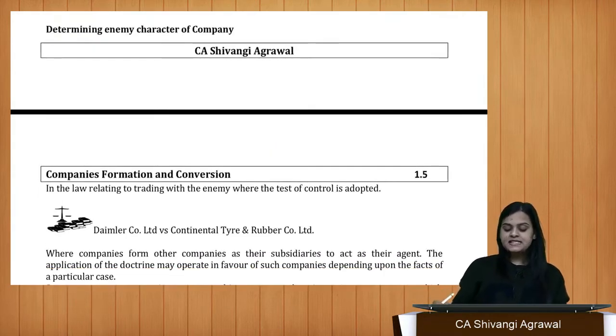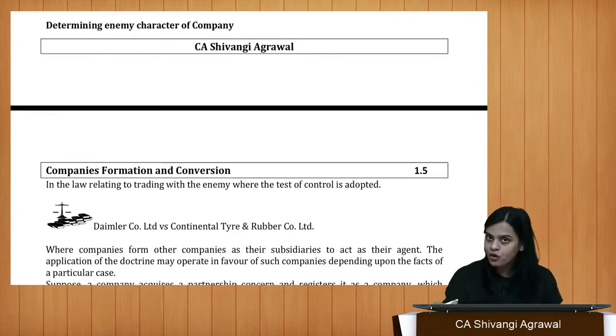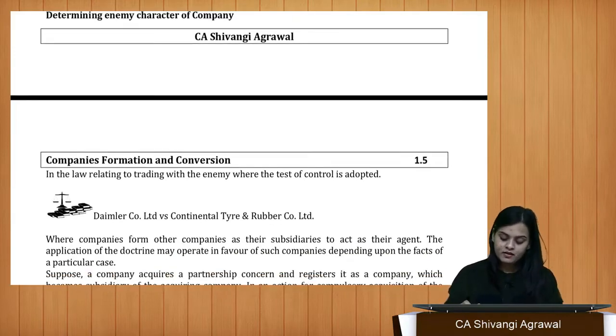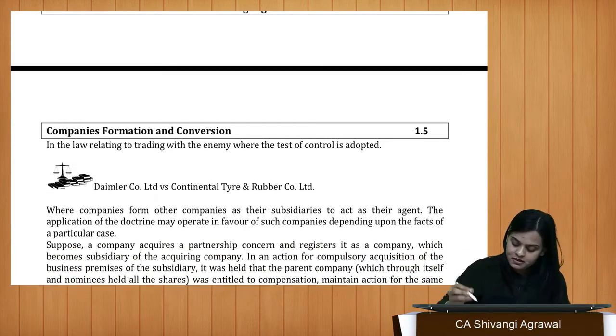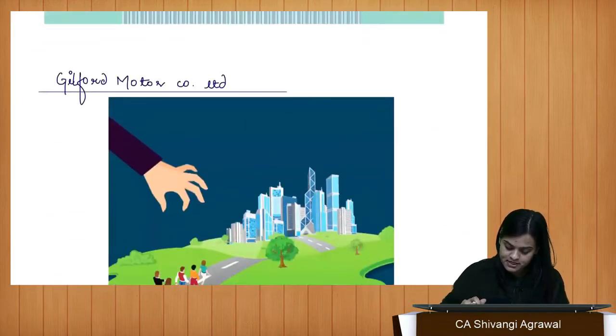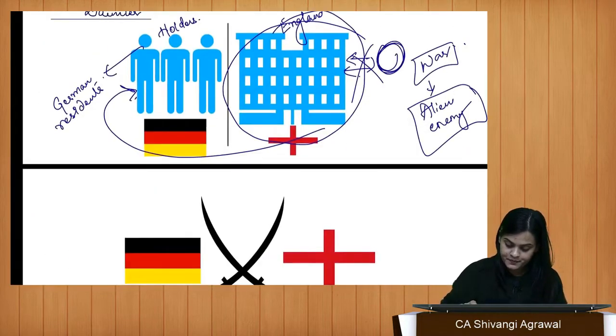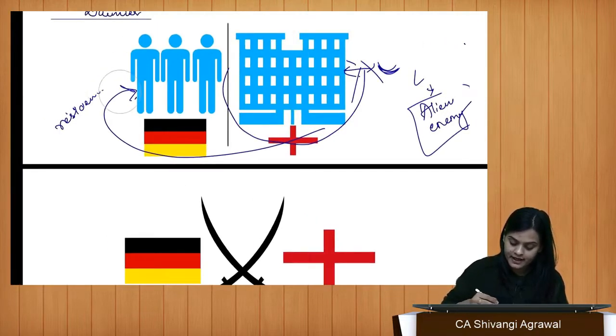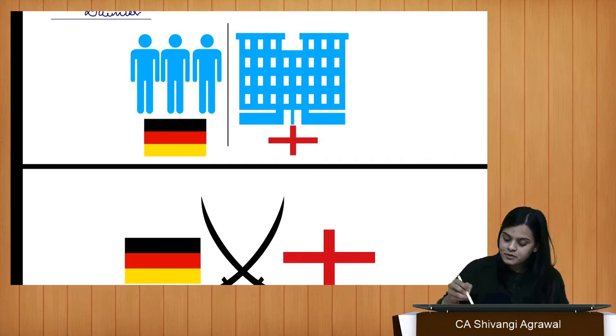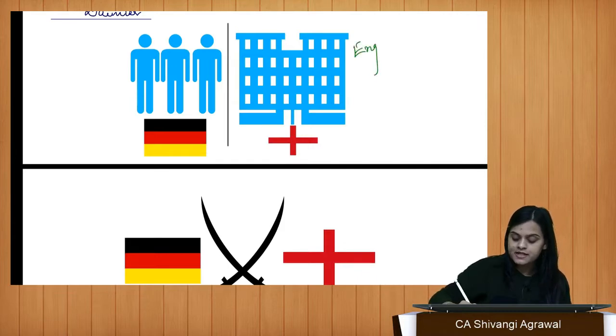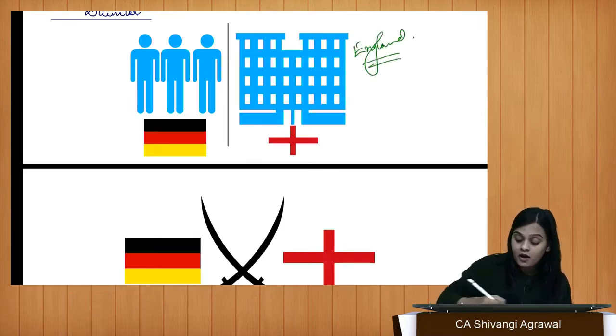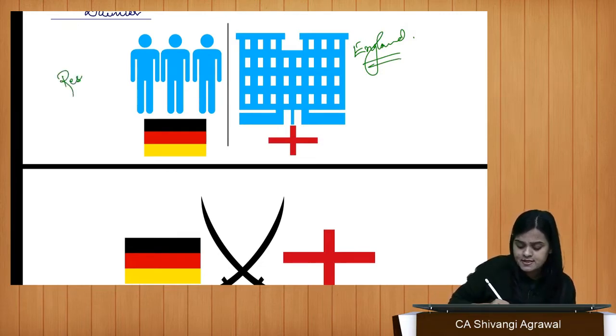Next case, next situation, determining enemy character of the company. Daimler Company Limited versus Continental Tire and Rubber Company Limited. Daimler. Okay. So here we have, the company was incorporated in England, but all the members, all the shareholders were the residents of Germany.